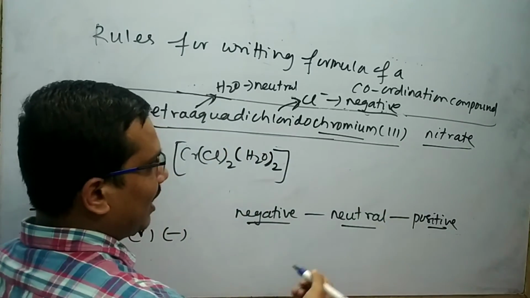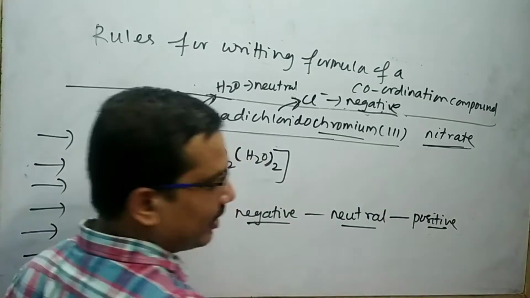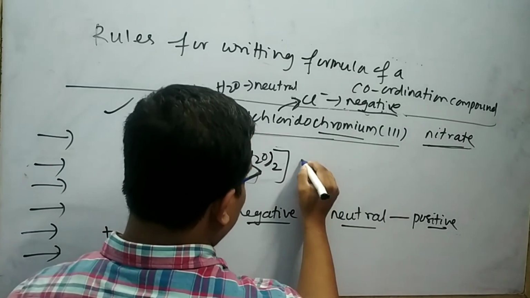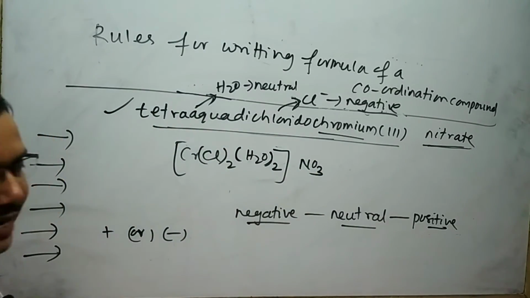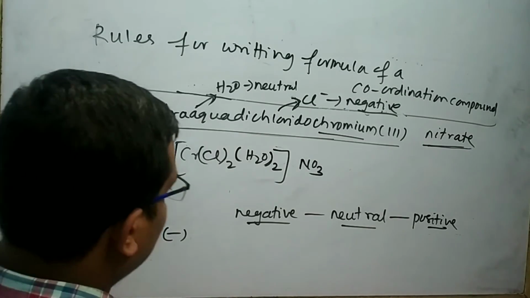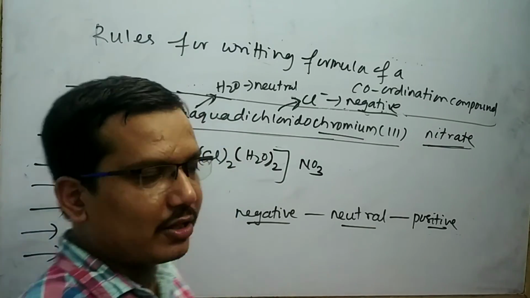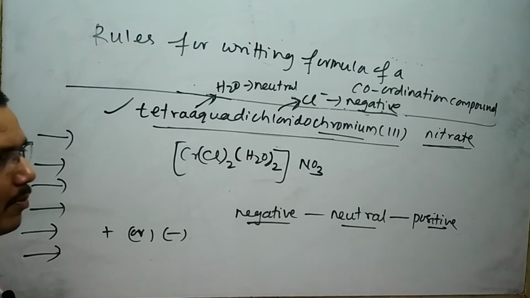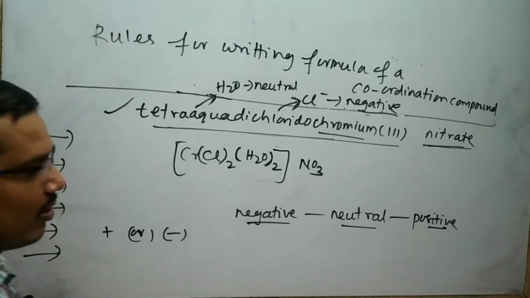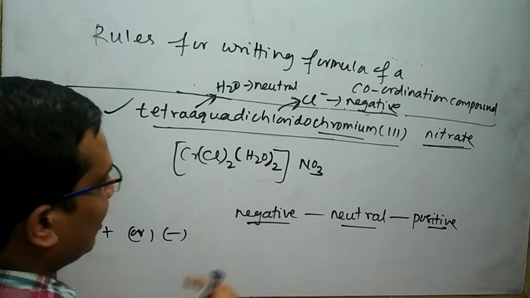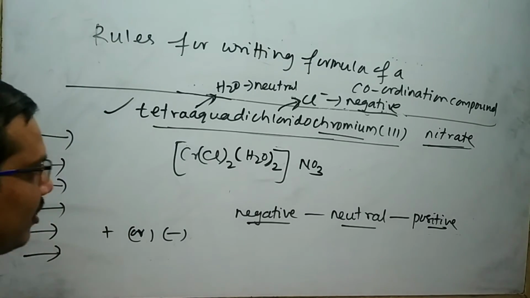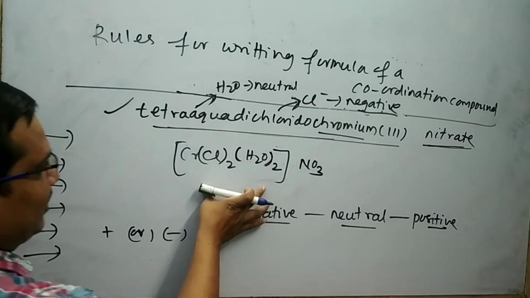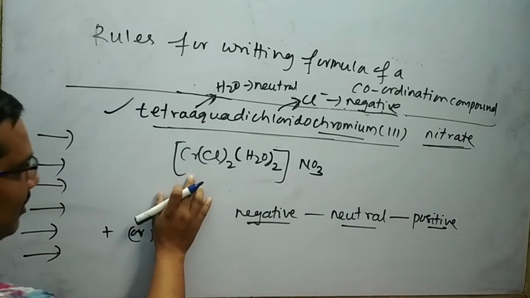Then I can write the anionic part. The anionic part is your nitrate. The formula of nitrate is NO3. Now I can write the number of cations or anions in the coordination compound. This can be calculated on the basis that the total positive charge of the cation is equal to the total negative charge of the anion. This is your positive part, this is your negative part.